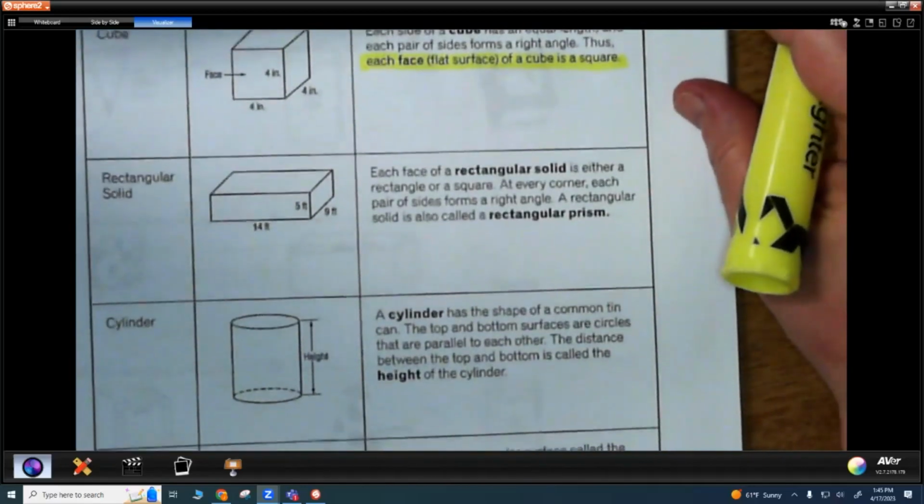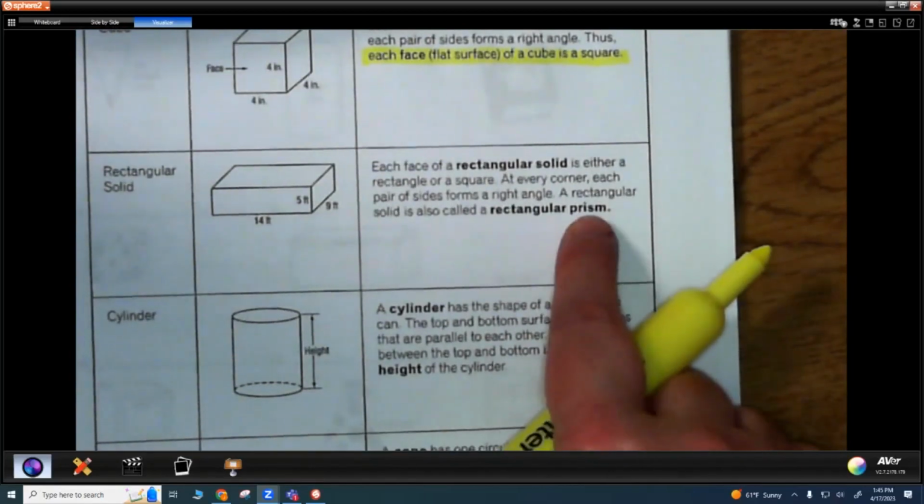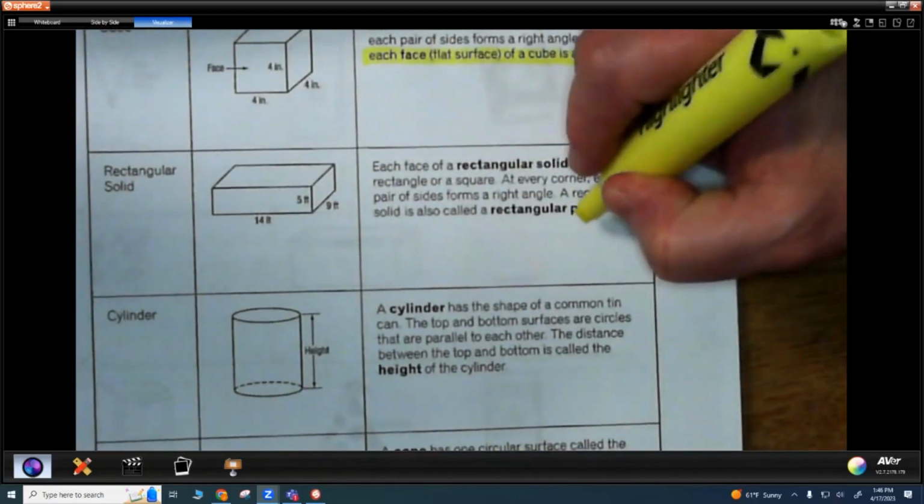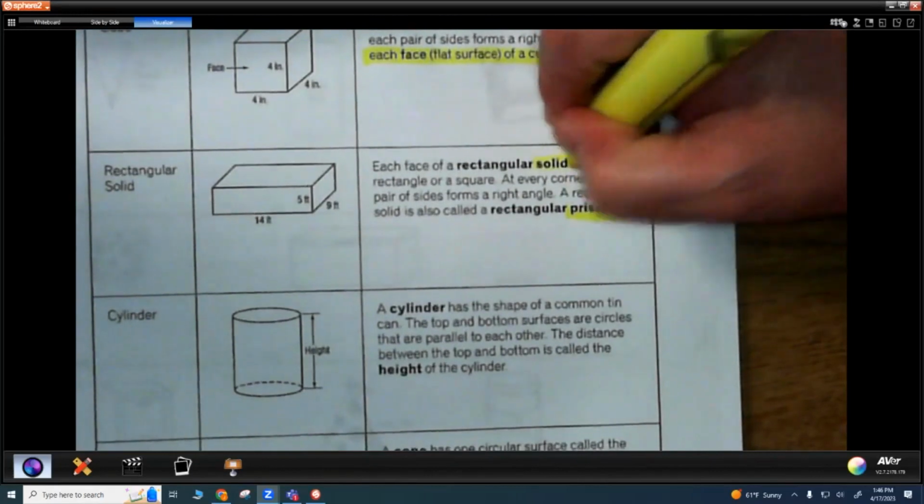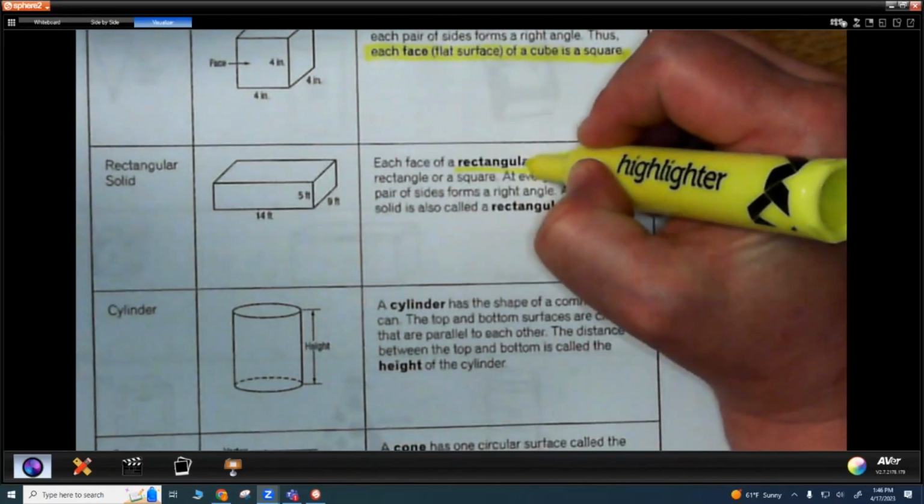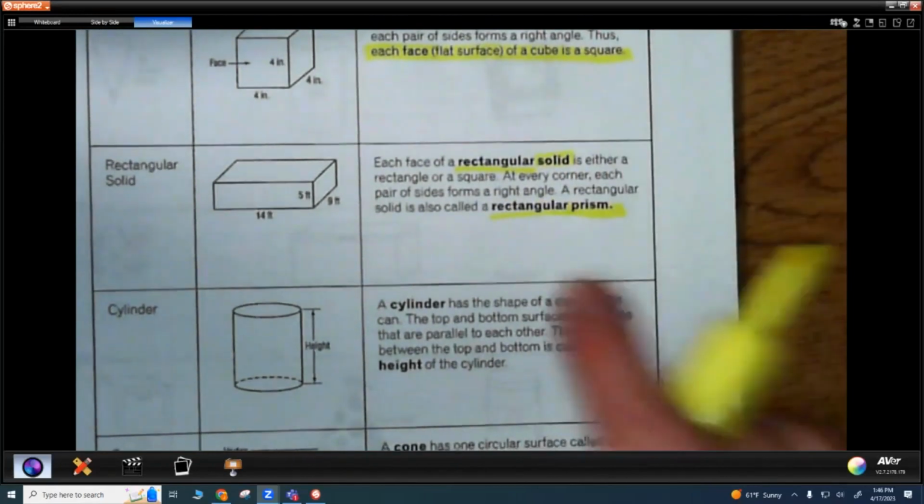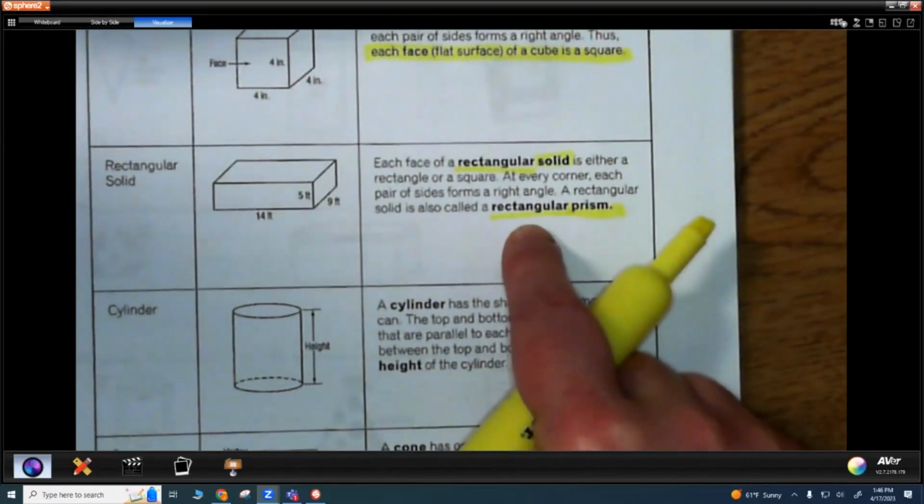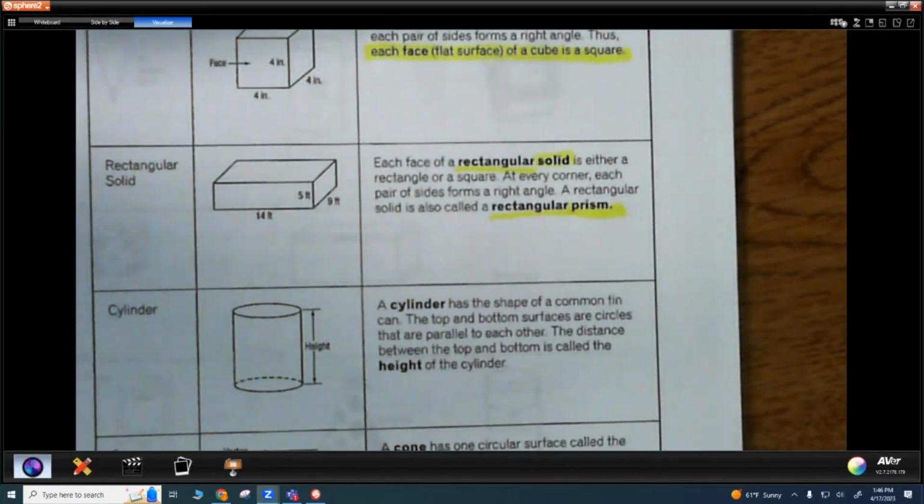All right. So rectangular solid, or rectangular prism. They don't like to call things the same name, but they are the same thing. So once again, if you see that word solid or prism, there should be a descriptive word in front of it telling you what the base is made from, so you know what kind of solid or prism you have. Once again, at each vertex, you're forming pairs of right angles.